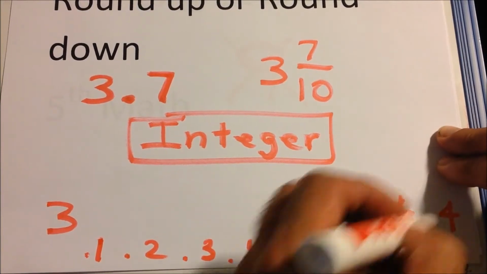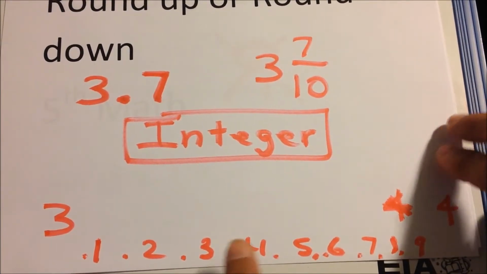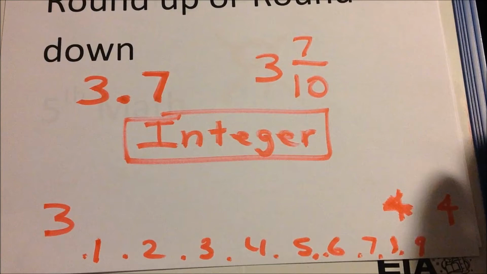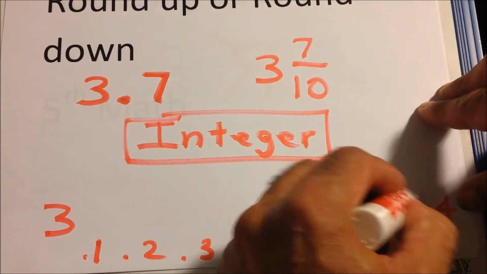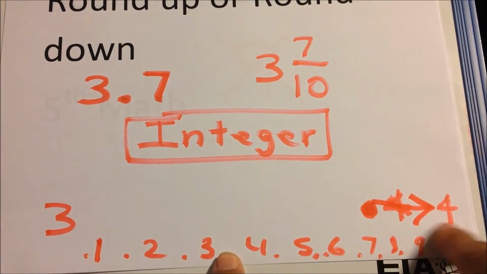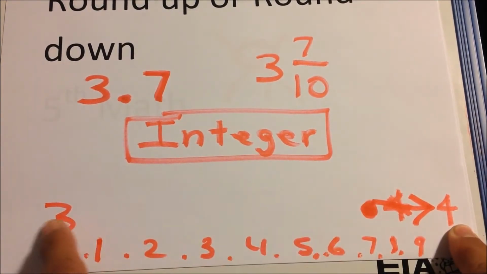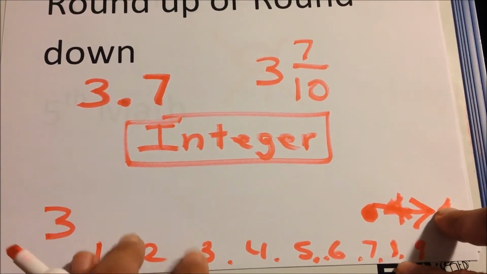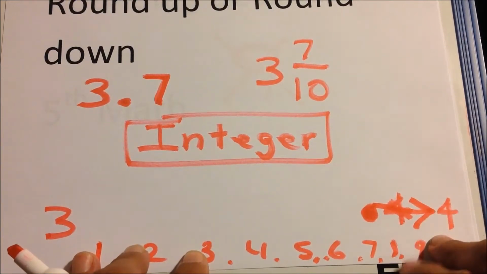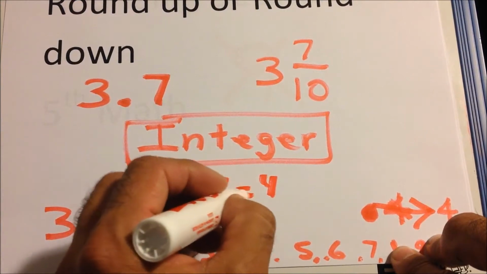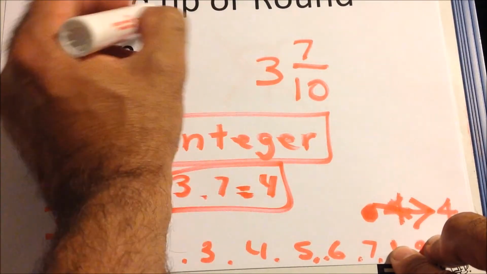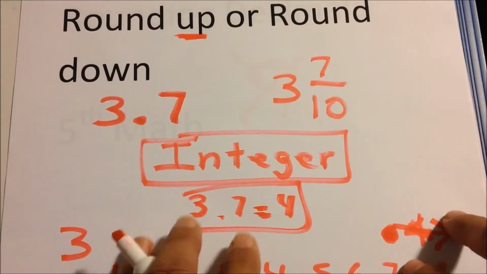And then you will have 4, right? Because there's no such thing as 0.10. So 0.7 is right here. It's a lot closer to 4. See how close 0.7 is to 4? It's far away from 3. So if I said round this to the nearest whole number, it would be 4. 3.7 would equal 4. And then we would round up. So we can either round up or round down.